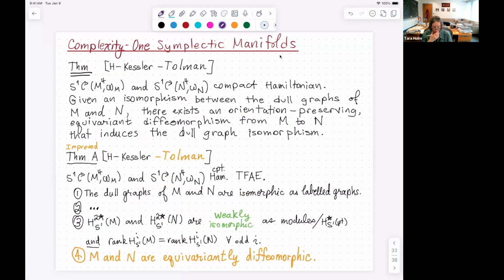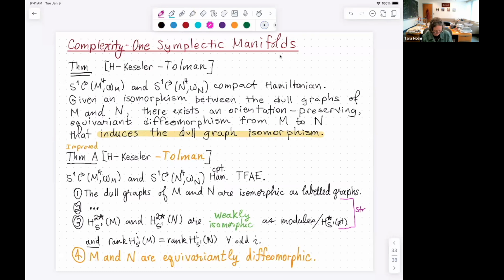And the consequence is that this improves our equivalent statement of my theorem with Liat, which says that we now have this four-way equivalence, and this question about inducing the dual graph isomorphism. One can put the same sort of constraints in here. Two graphs are isomorphic as labeled graphs. Here, the isomorphisms of the cohomology rings should induce the equivalent isomorphism of the labeled graphs.